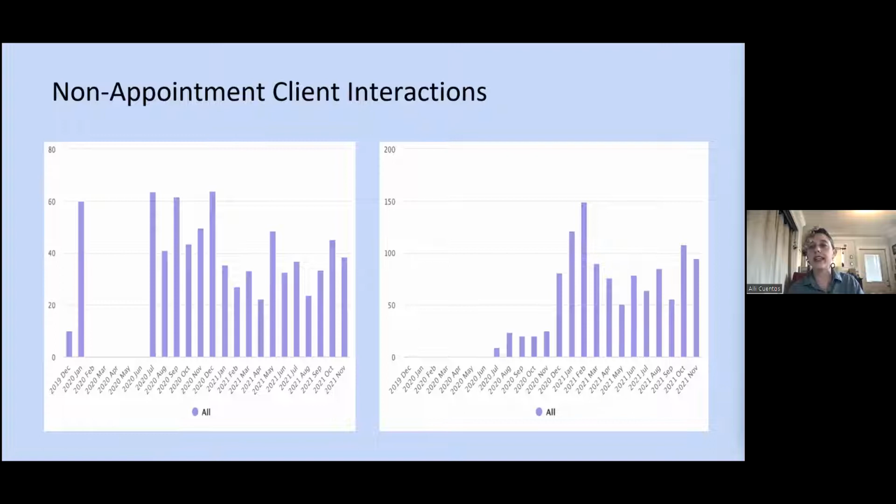And we really needed to make sure that those essential interactions that build rapport with our clients, that ensure they have everything they need to be successful, are compensated. Next slide.